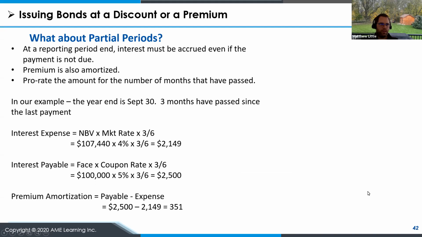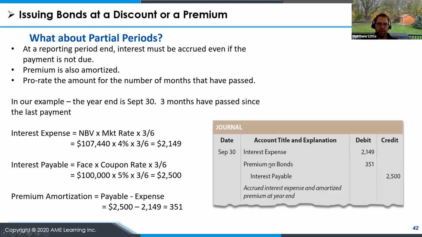Partial periods are exactly the same. You would just take the prorated amounts for however many months. Is it 3 months? Is it 4 months? Whatever that might be. In this example, you would still do the same calculations, interest expense versus interest payable for those 3 months. So we would have our interest payable of $2,500, interest expense of $2,149, and our premium on bonds of $351.